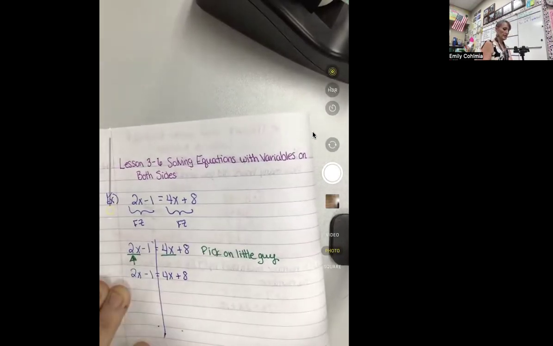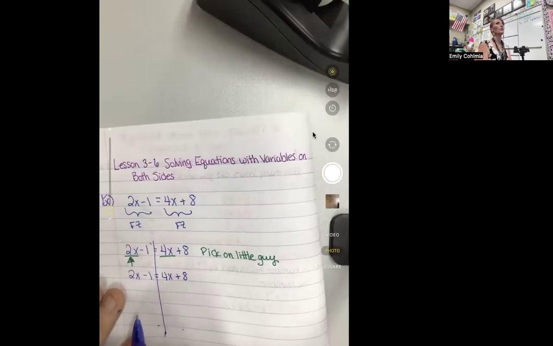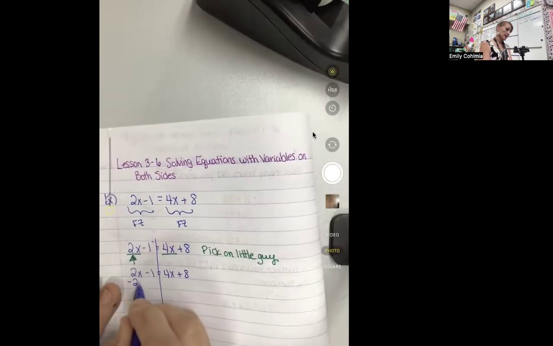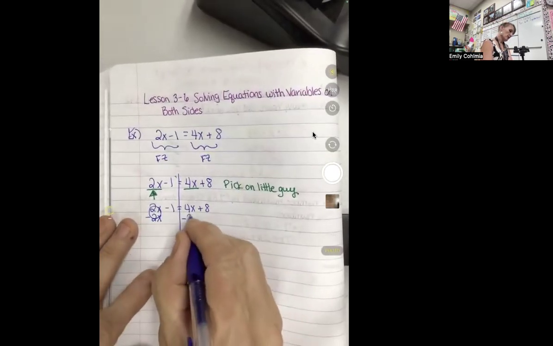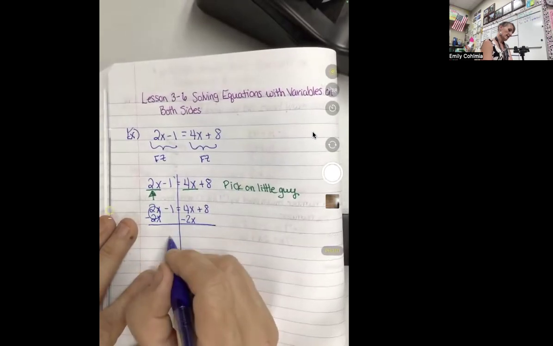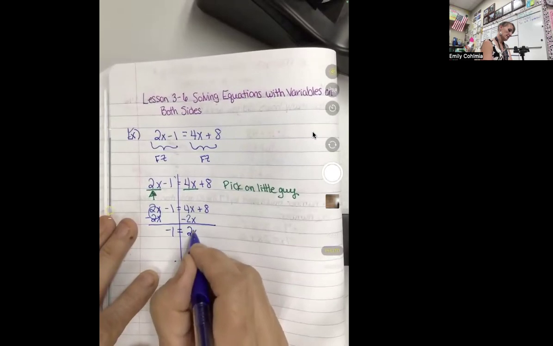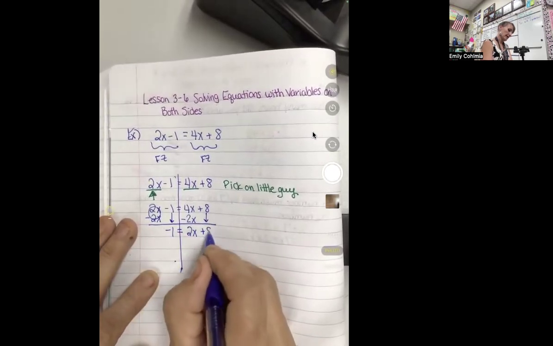So what we're going to do is we're going to get rid of this guy. So if I have 2x's, how do I get rid of 2x's? Well, if I have 2 cats, how do I get rid of 2 cats? I take away 2 cats, right? And that gives me the 0, so it makes it go away. Whatever you do to one side, you have to do to the other side. So we're going to come over here, make sure you put it with the x's. X's go with x's. What's left is a negative 1 on this side, and 4 minus 2 is 2 x's. And we're just going to bring down the plus 8.